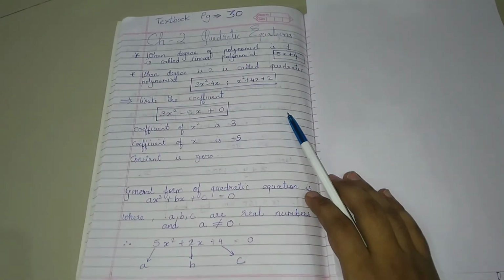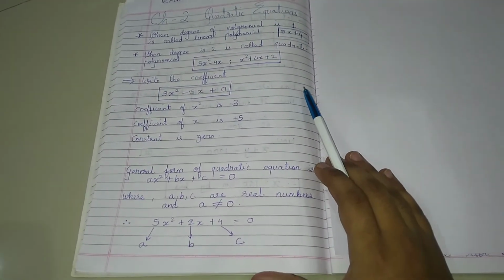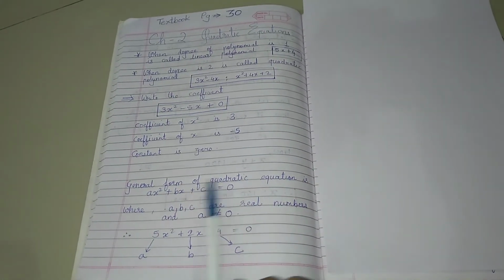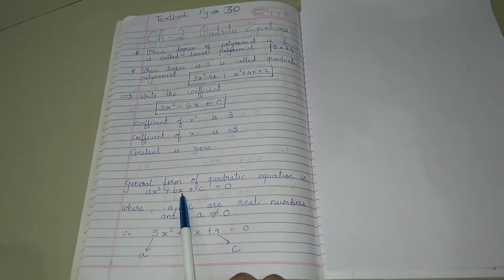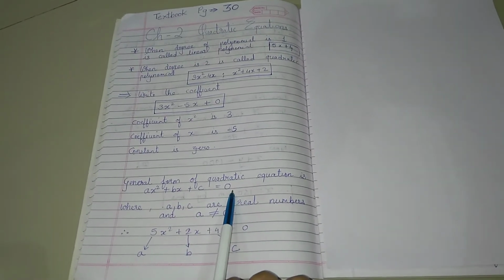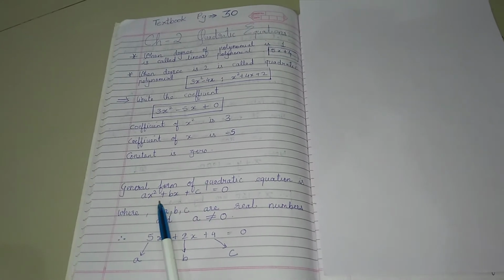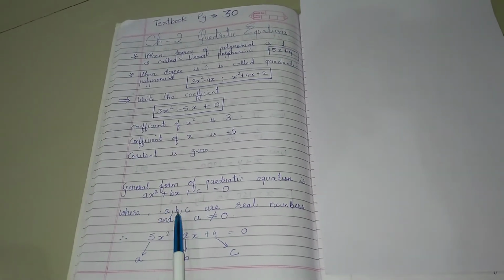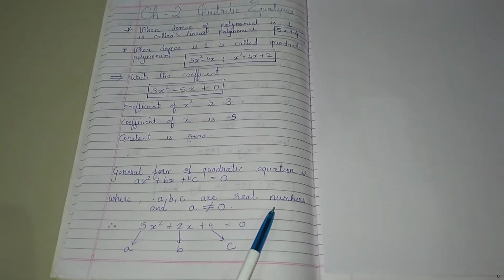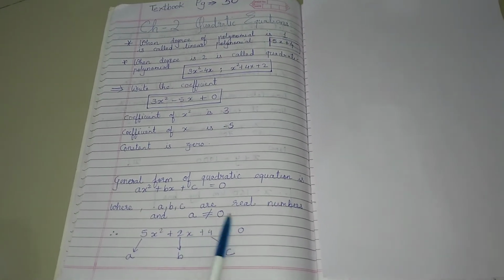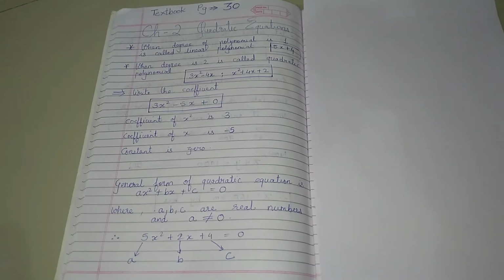Now what is the general form of a quadratic equation? The general form of a quadratic equation is ax square plus bx plus c is equal to 0. In this equation, what are a, b and c? The a, b, c are real numbers, and in this a cannot be 0. Why can it not be 0?